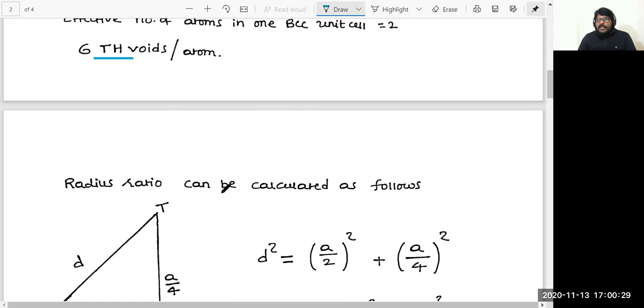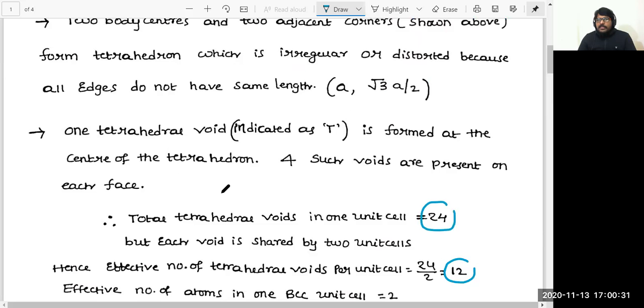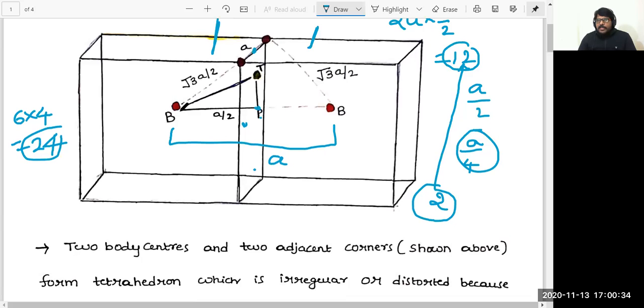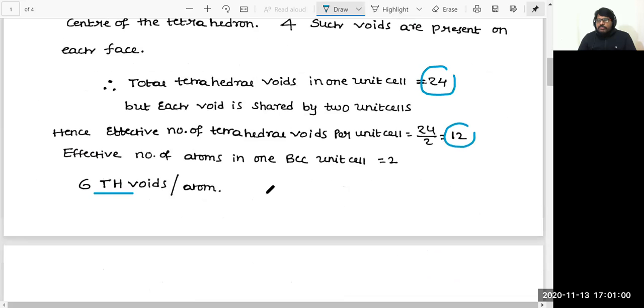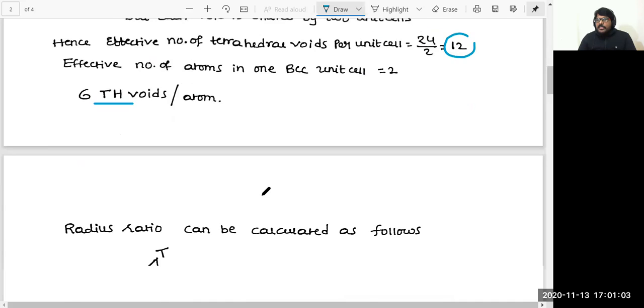In order to find the radius ratio, I'm going to take this triangle out. What is this triangle? Body center, face center, and the tetrahedral void point. Now it becomes a triangle BPT. Body center to face center, what is the distance? A by 2. Tetrahedral void to this face center, the distance is a by 4 according to the diagram. Now very easily we can calculate this radius ratio.